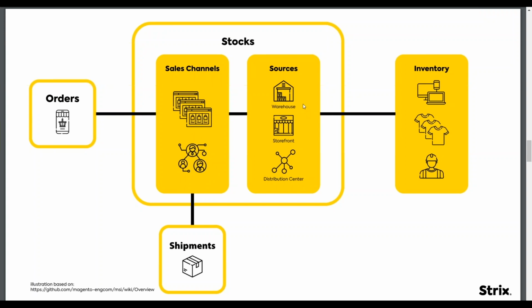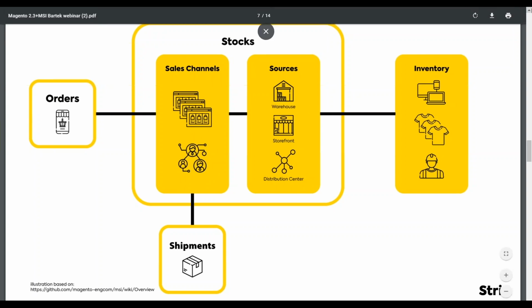So in the end, the source in your warehouse is different from the sellable quantity, because the sellable quantity takes care of reservations. Of course, if you create a shipment, this quantity is decreased in the physical warehouse.